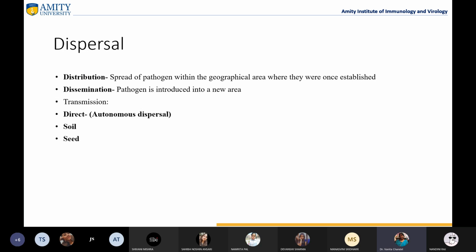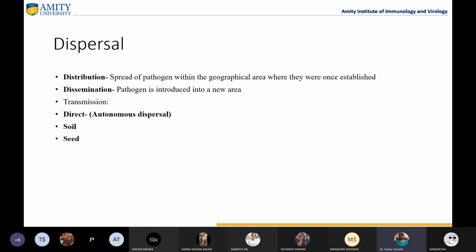Then we have dispersal. There are two terms here: one is distribution and another is dissemination. These two terms seem to be the same, but they have different meanings. What does distribution mean? Distribution means spread of the pathogen within the geographical area where it was once established. In a particular area where they were already growing in a crop, they were found in that particular crop and were already in that area. Dissemination means the pathogen is introduced into a new area where it was not found earlier.